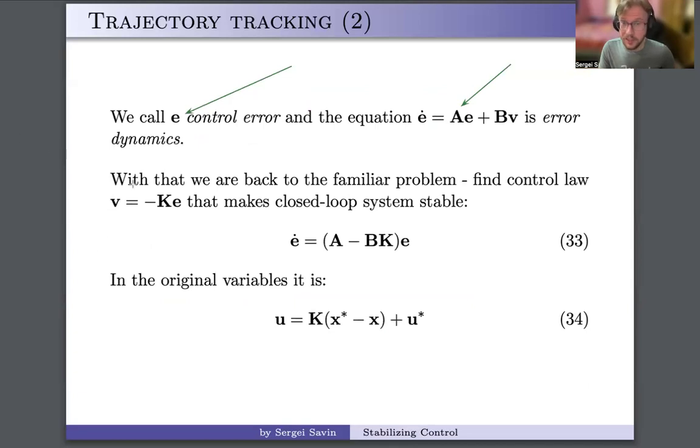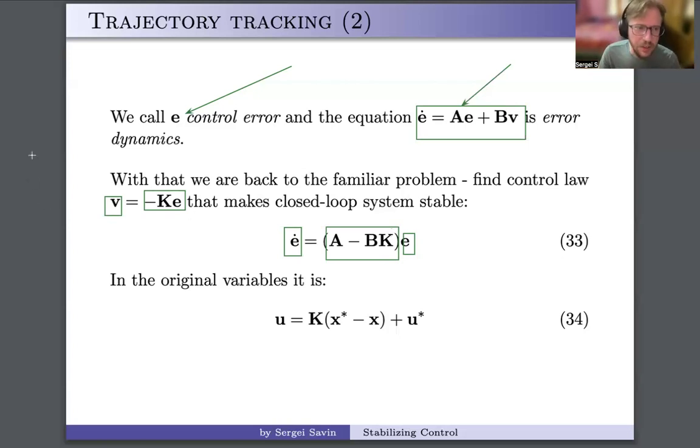We find our stabilizing control in the same form as before: v equals minus Ke, in terms of new variables. We substitute, we get e dot equals (A minus BK)e, right? So same process, and we find such K that it is stable. That's it. Now, when we go to original variables, this e was x star minus x, so it's going to be x star minus x in the original variables.